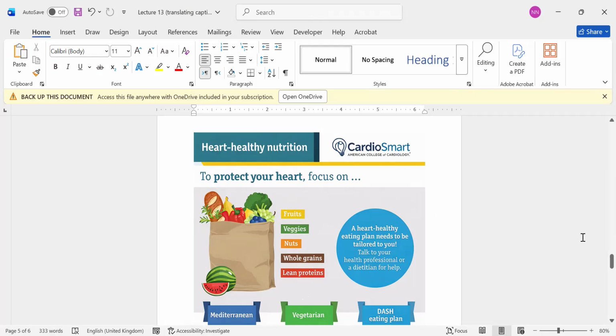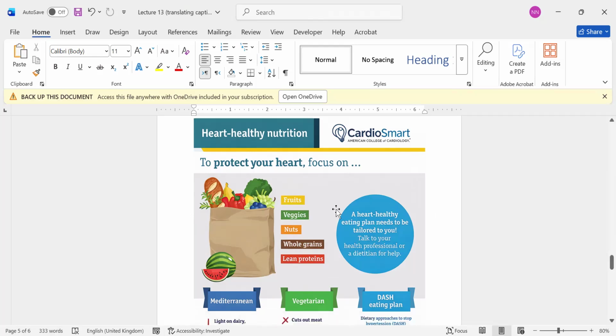Now, moving a little bit to the circle part, the heart healthy eating plan needs to be tailored to you. Talk to your health professional or a dietitian for help.